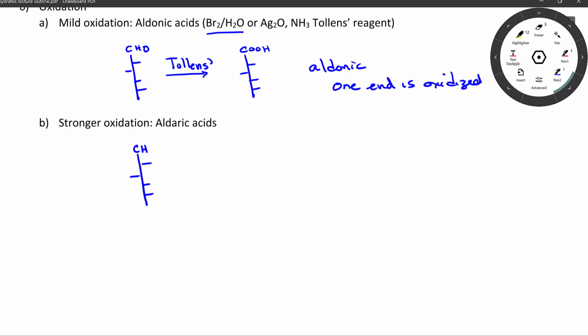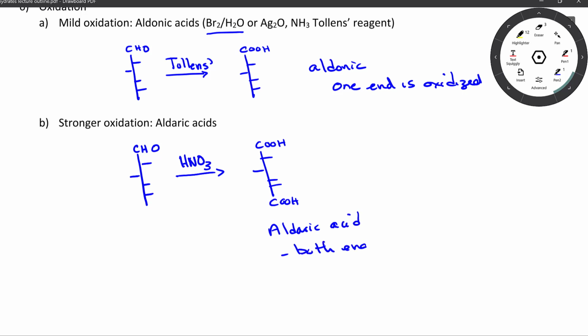CHO. And it's nitric acid. Nitric acid is a slightly stronger oxidizing agent. And you'll get this. So in an aldaric acid, both ends are oxidized.